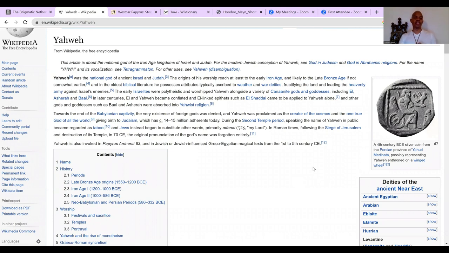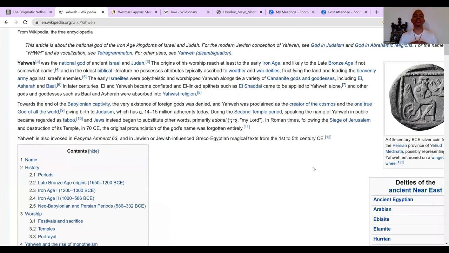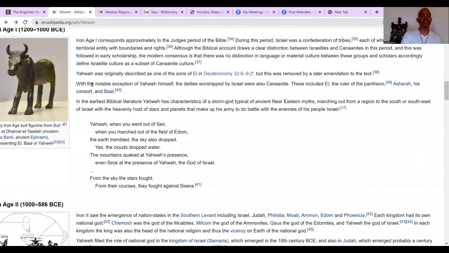So they'll say Yahweh is the national God of ancient Israel and Judah. The origins of his worship reach at least to the early Iron Age and likely to the late Bronze Age, if not somewhat earlier. And in the oldest biblical literature, he possesses attributes typically ascribed to weather and war deities and so forth. The early Israelites were polytheistic and worshiped Yahweh alongside a variety of Canaanite gods and goddesses, including El, Asherah, and Baal. It talks about Yahweh being originally described as one of the sons of El in Deuteronomy, but this was removed by a later emendation to the text.